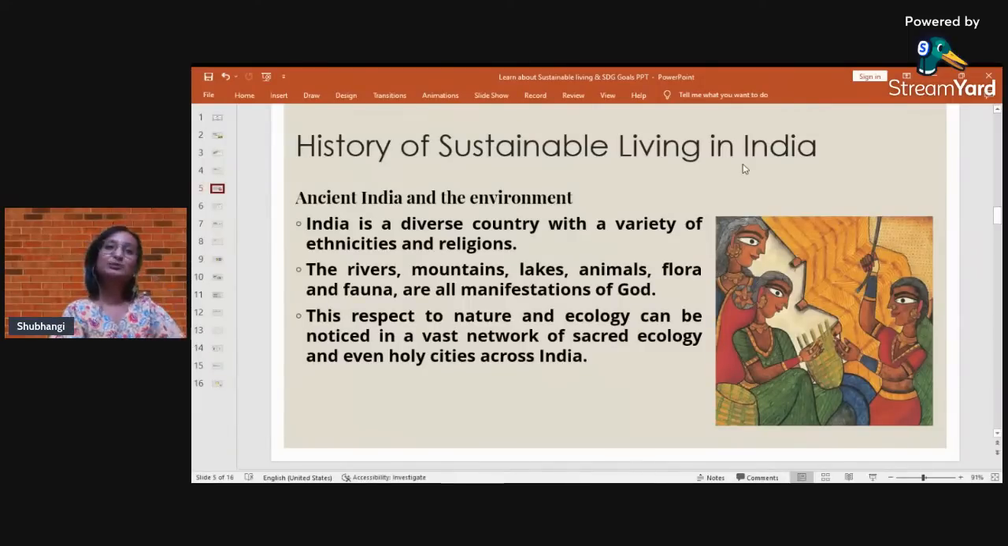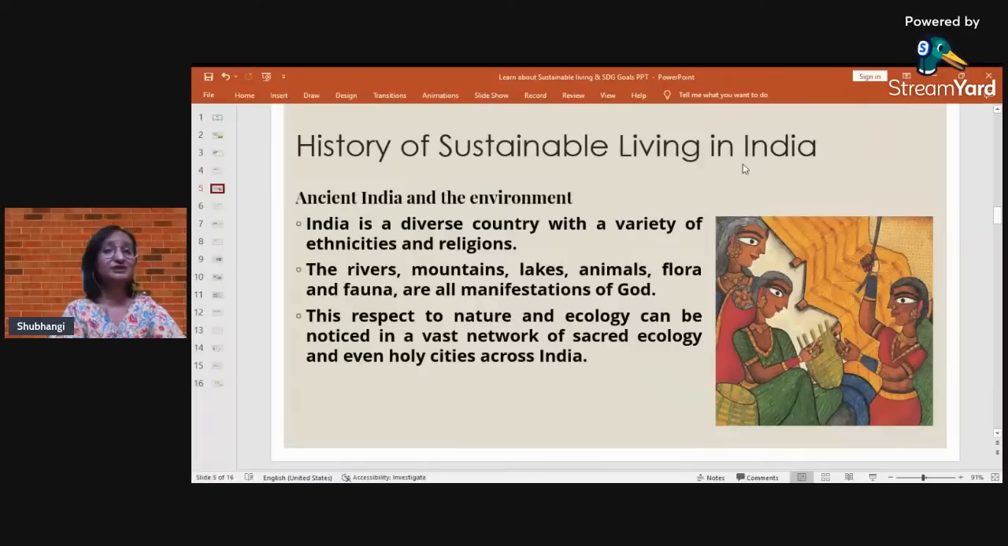We should start exploring how our ancestors, how our ancient people, used these practices, and how they were so good at preserving the environment. There are certain points: the rivers, mountains, lakes, animals, flora, fauna, they respected everything. This is the number one point.